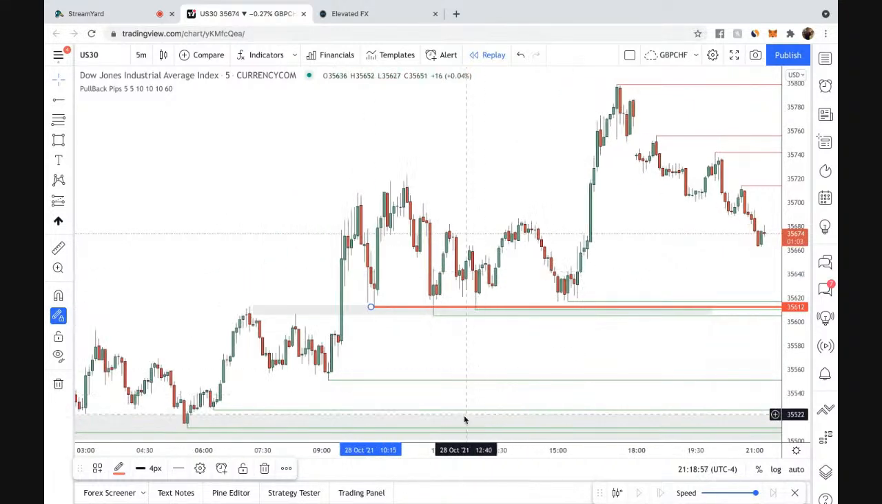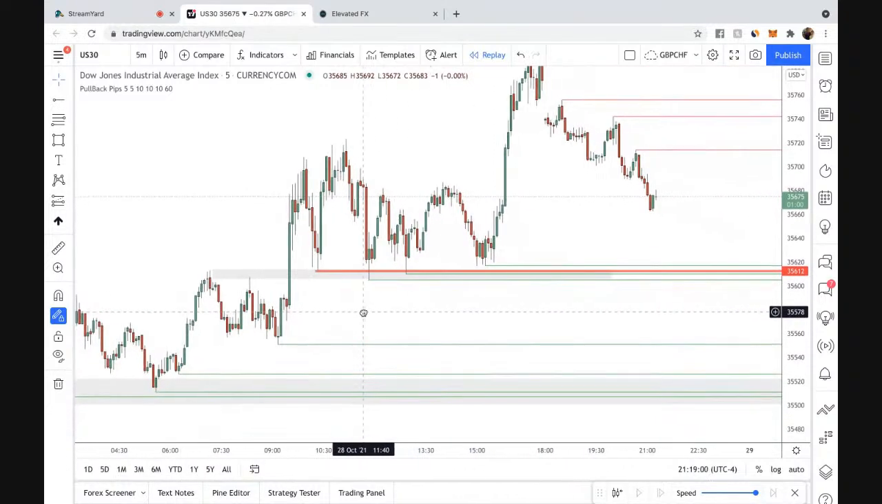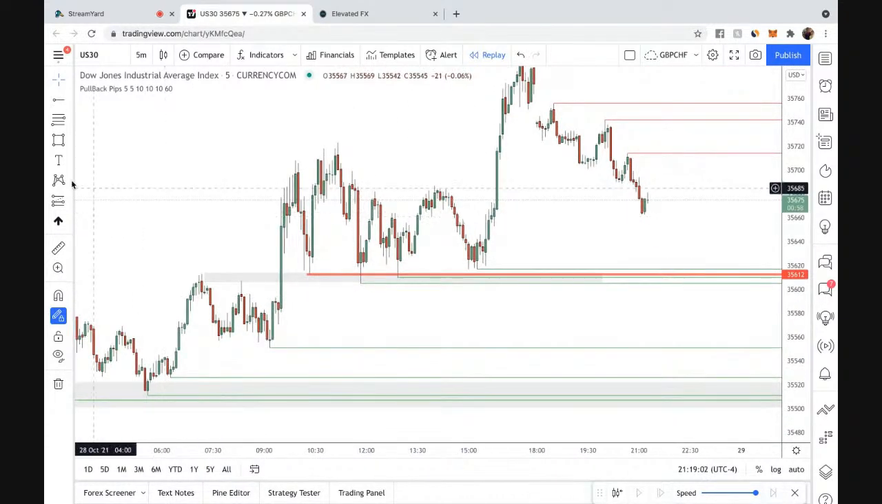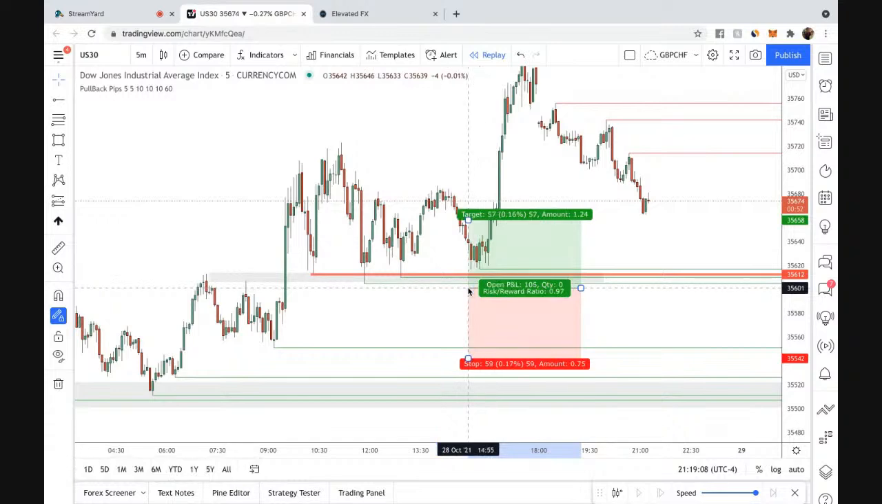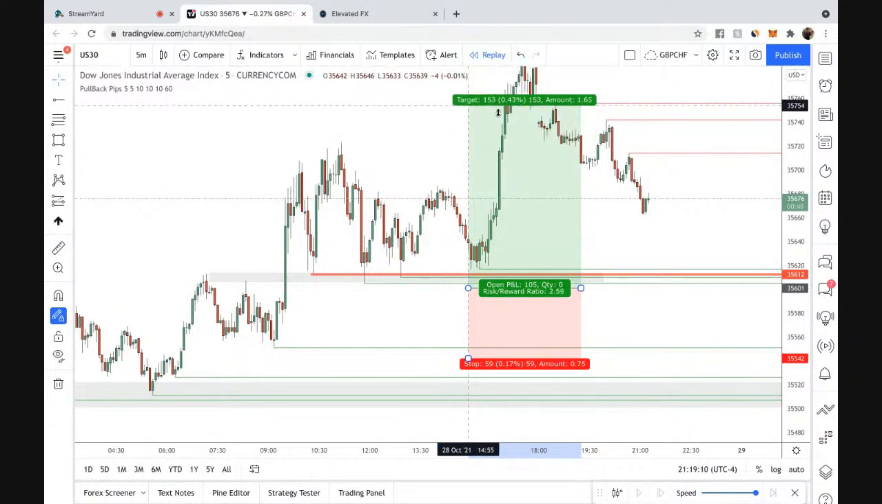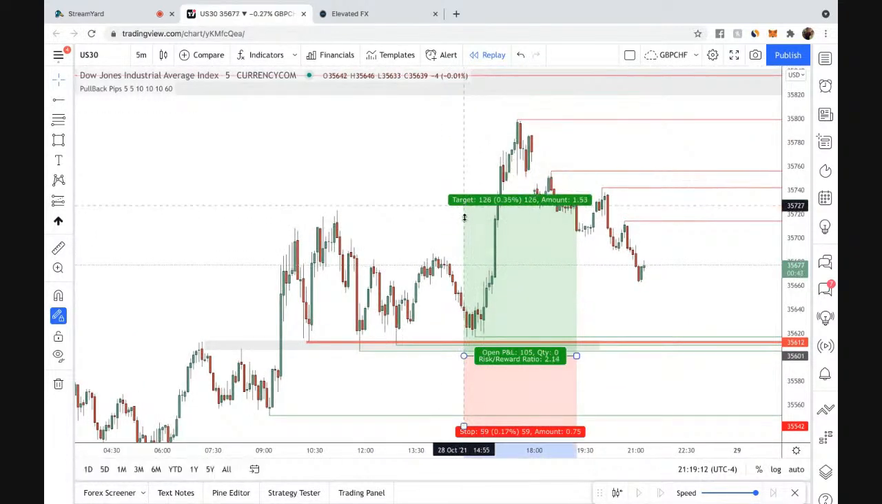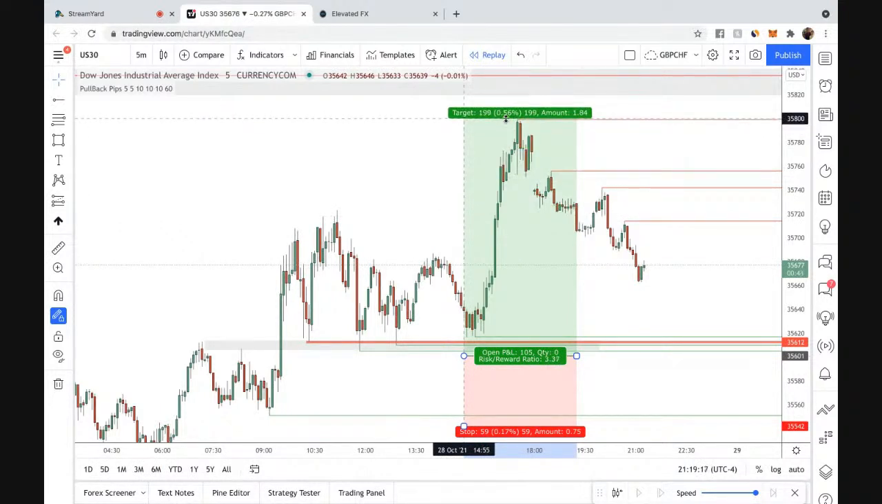So I sent out an analysis on US 30 today because I wanted it to actually come in and I wanted it to take out these lows, right? And I'm just going to show you guys the setup. You can go in the Discord, but it actually did exactly what I wanted it to do, right? In fact, my target was 100 points. It went for almost double that, right?